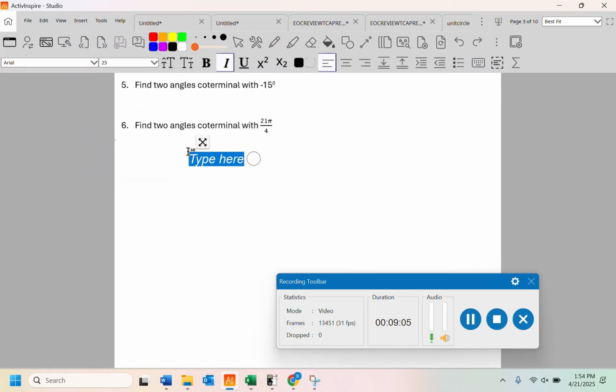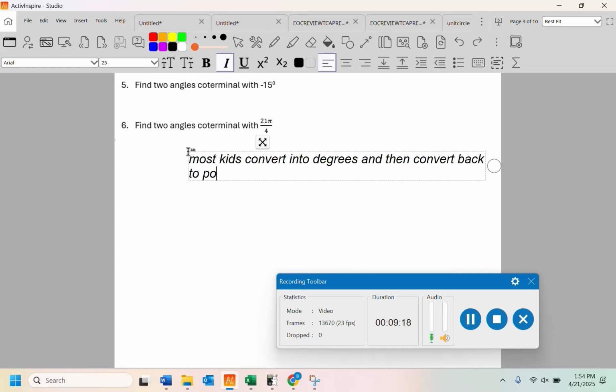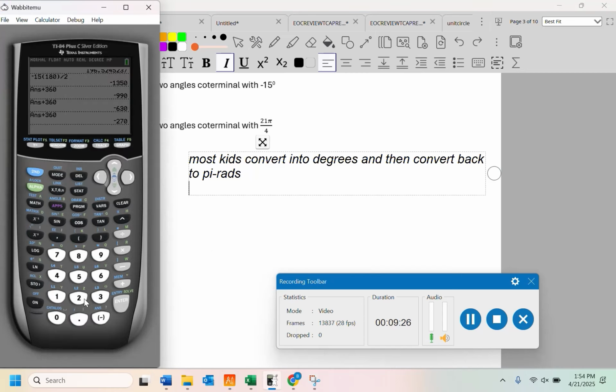So, again, most kids convert into degrees. You end up doing twice as much work and then convert back to pi rads. I don't know why you waste all that time. I assume it's because you don't like fractions. That's what I'm guessing. But anyways, you know, you can go 21 pi over 4, replace pi with 180.